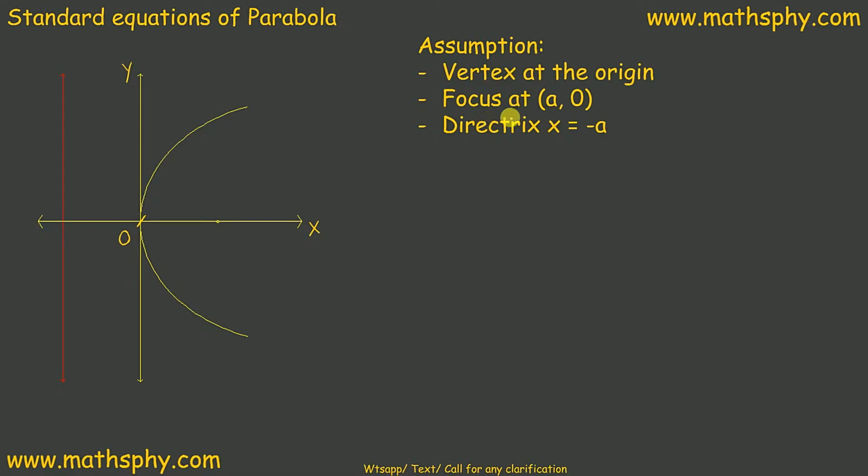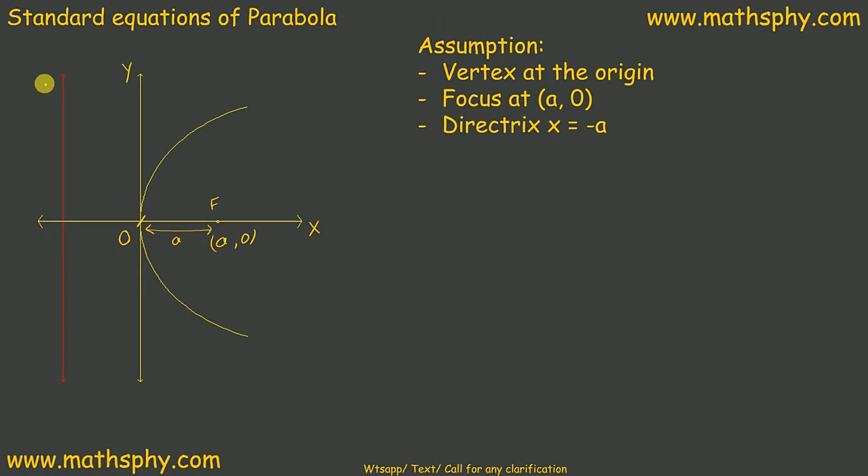Second is focus is at a comma 0. This is my focus. On the x-axis, this distance here from vertex till here is a. So this point F will be a comma 0, lies on x-axis, y would be 0, x I have taken as a. Third is directrix x equals to negative a.